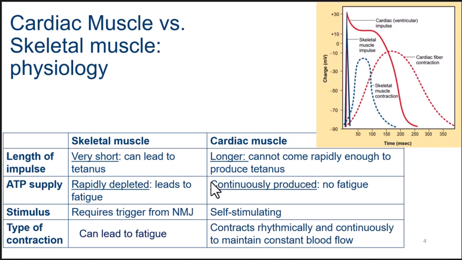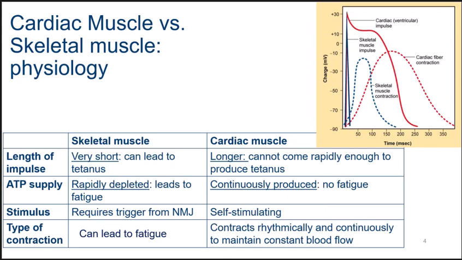In terms of ATP supply, so this is our stored form of energy, it's going to be depleted very quickly in skeletal muscle with those rapid impulses that lead to contraction of the muscle. And because of that, our skeletal muscles are more likely to fatigue. And you've experienced that many times yourself, where you've overworked your muscles or you've worked them hard and then they fatigue. Whereas with cardiac muscle, we have a continuous production of ATP because we can't afford to have our heart fatigue.